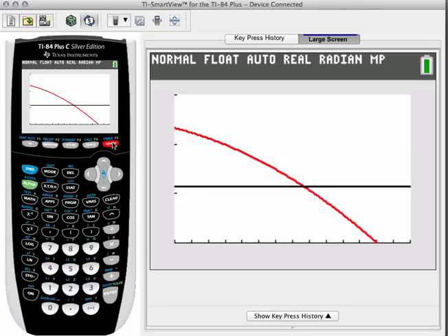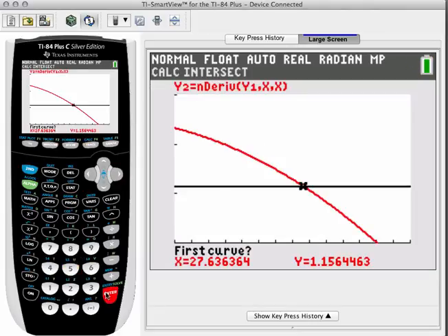So I want to find that point of intersection. We should get that 27.674. There we go, got it. So that's a great way to confirm graphically what we were able to find algebraically.